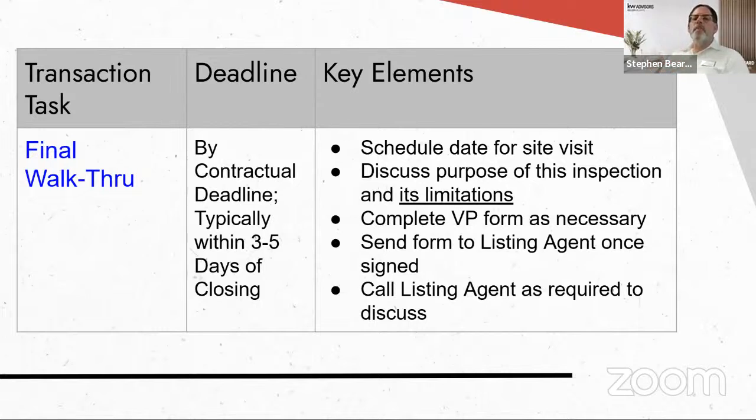Discuss the purpose of this inspection and its limitations with your buyer, because this is a very specific inspection. Complete the VP. VP stands for verification of property condition, and that's what we use for showing everybody that this has been done in the contract. We then send that to the listing agent once it's signed, and if we have to make any comments on it, we call the listing agent to discuss what the comments were.